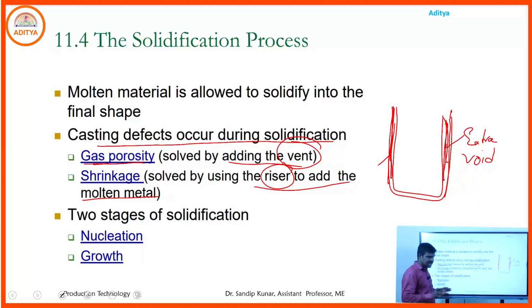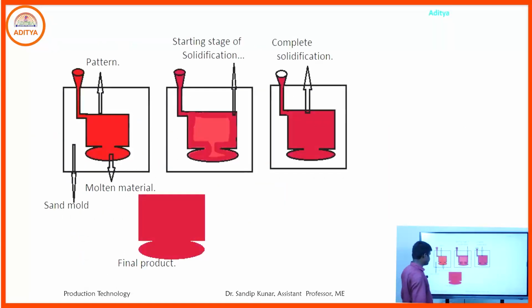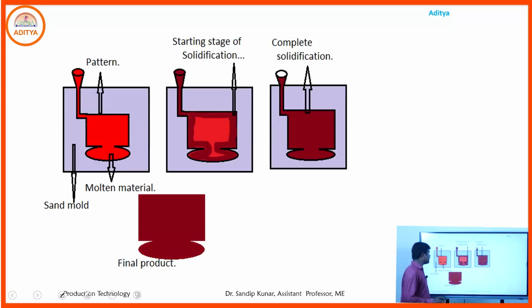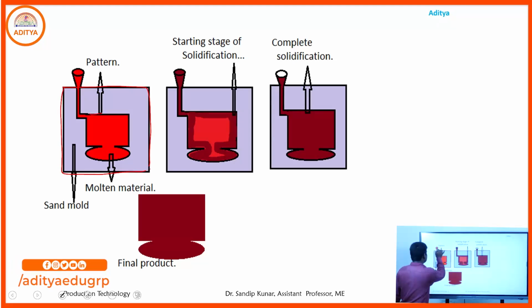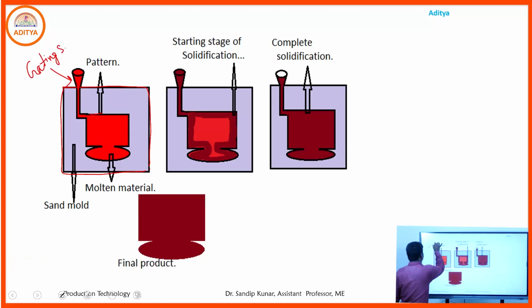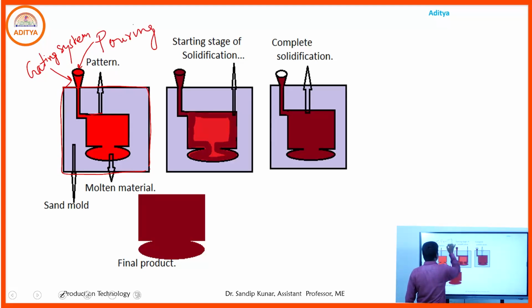How does the molten material solidify in the particular mold cavity? Two processes: first is nucleation, second is growth. I have taken one picture. If we consider that is the molding box, that is called the flask. That is the pattern shape, and that is the gating system. That is called the pouring cup.